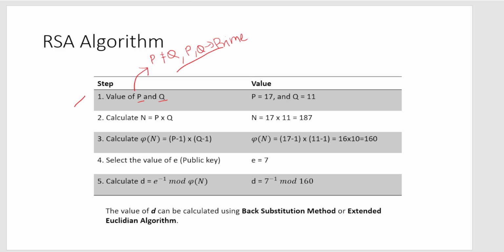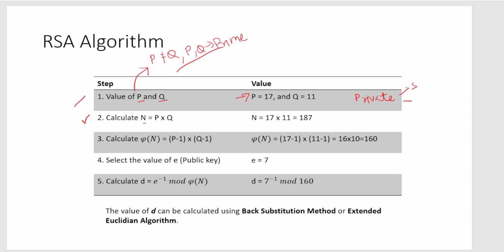We want to select two values P and Q. Suppose P is 17 and Q is 11, and these P and Q are private. We have seen in the last lecture that they are private in the sense that only the sender and the receiver know these two values. Now based on P and Q, the second step is to calculate the value of n, which is calculated as P multiplied by Q.